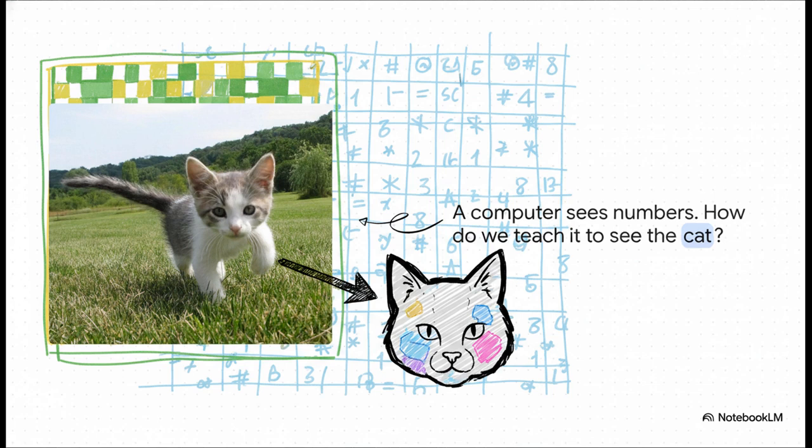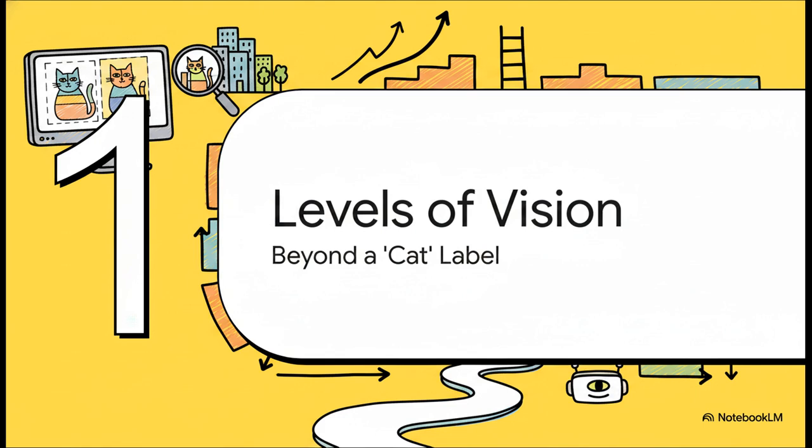You know, when a computer looks at an image, it doesn't see a cat. It sees a grid of numbers, a matrix of pixel values. And that's the fundamental challenge, right? How do we get from that simple grid of numbers to a rich, complex understanding of a cat? It turns out teaching a computer to truly see isn't just a single flip of a switch. It's actually more like a journey, a series of levels, each one getting more complex and more detailed than the last. So let's walk through them.